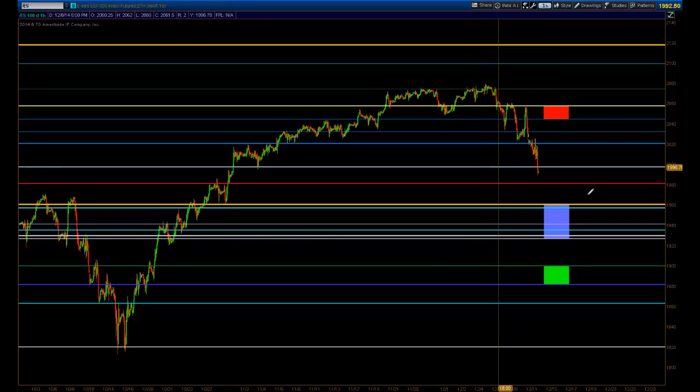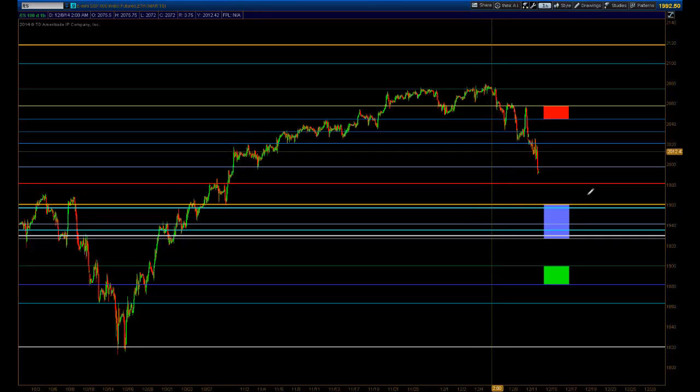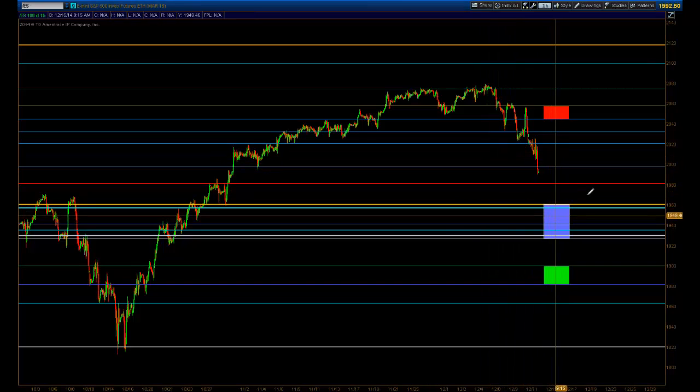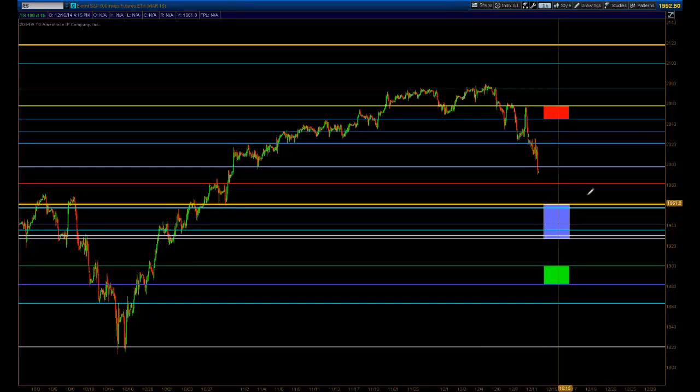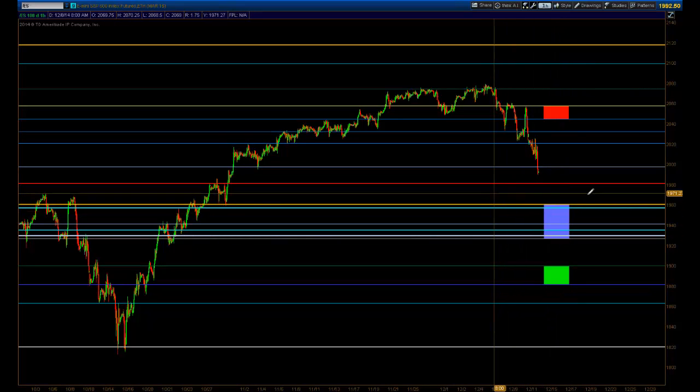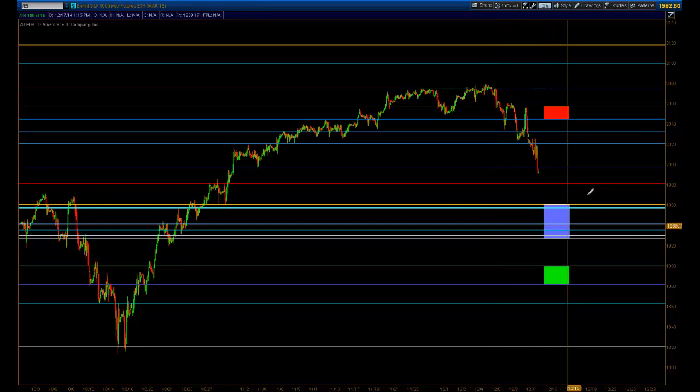if it did break this level here around 1998, that we were looking for this lower box to get hit, which is from 1960 to 1927. So that's what we were looking for.